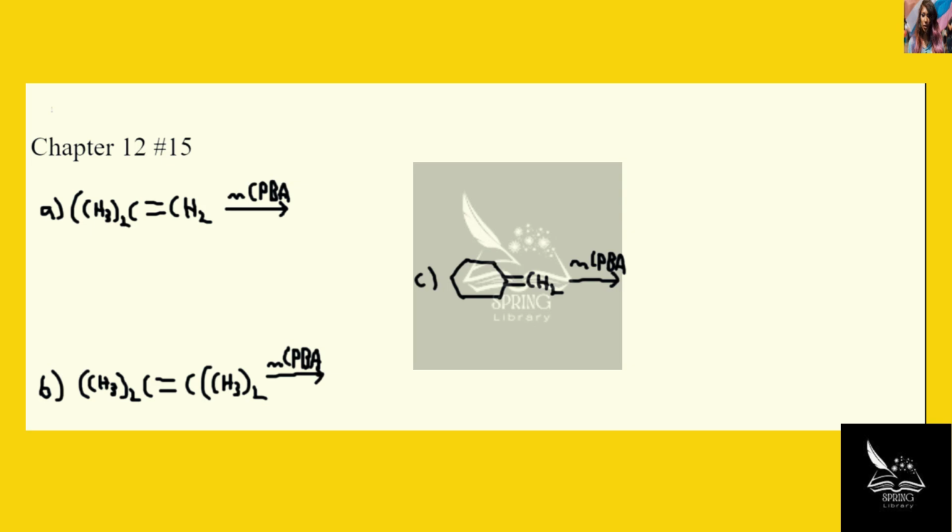So for A, that's going to look like this. So we now have a carbon-carbon single bond here, and instead, each of these carbons is bound to the same oxygen. So then B is going to be exactly the same.